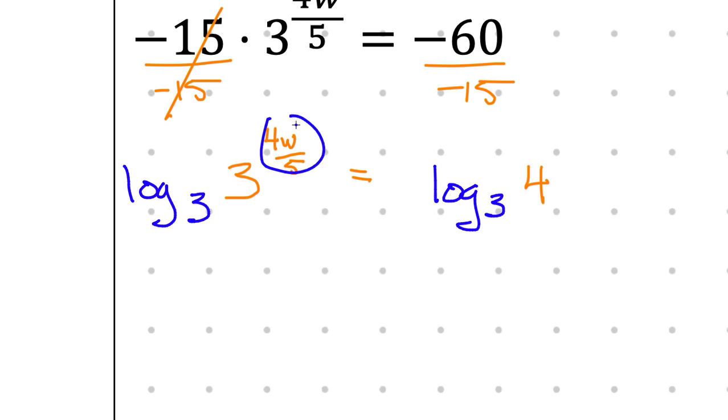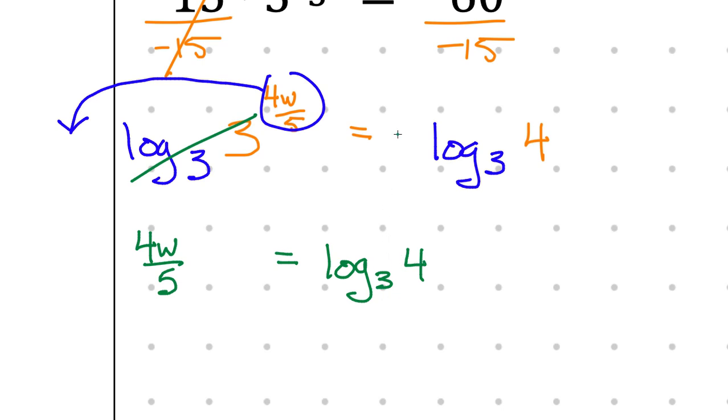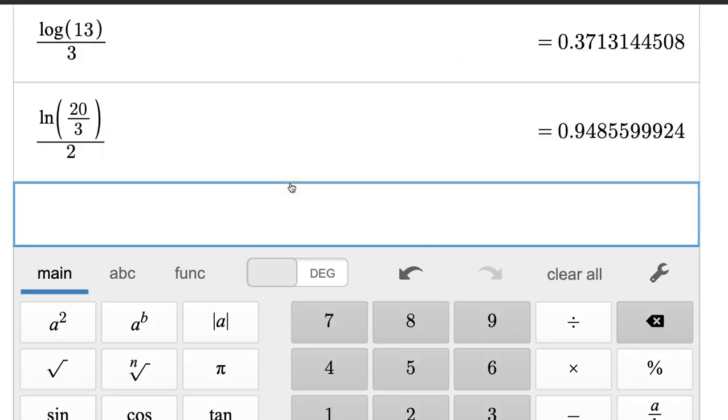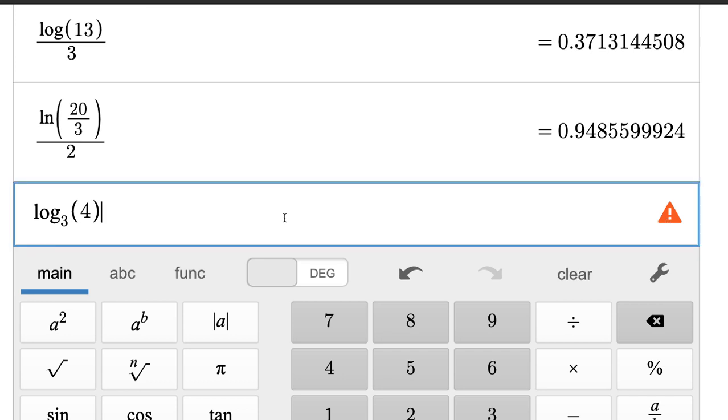And then that 4w over 5 comes down in front. Our new equation is 4w over 5 times nothing, because that's all going to cancel out, is now equal to log base 3 of 4. The problem with log base 3 of 4 is there's no way to do it on the calculator over here. If you try to do log base 3 of 4, it will say this calculator does not support doing a base of another logarithm, which is lovely because I want you to use the change of base formula.